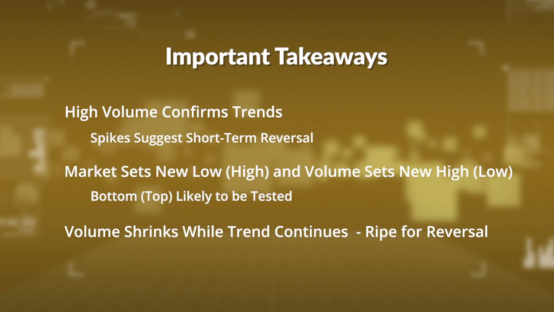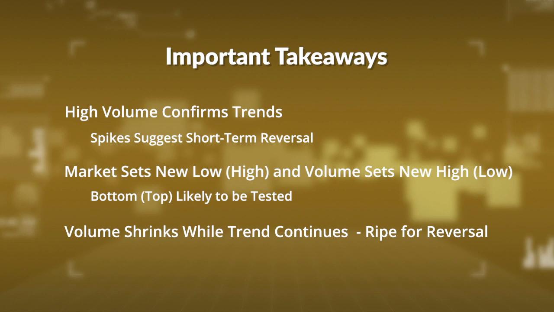So you might get a quick pullback on a spike to the upside. That's a very short-term reversal. It doesn't mean the trend's going to completely end unless you start seeing that high volume continuing as prices start going lower. Then again, it feeds on itself. So let's say the market sets a new low, and then volume sets a new high. That's telling you that that bottom is likely to be tested.